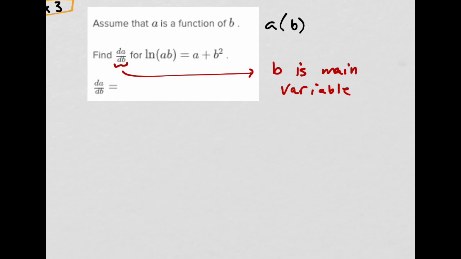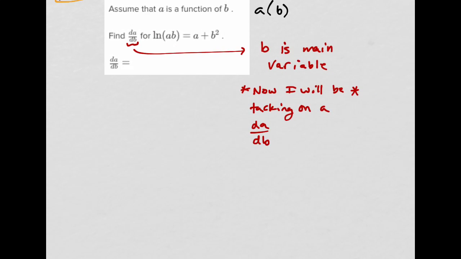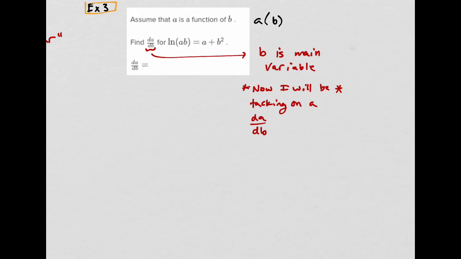That means when I take the derivative of b, I can do it normally. But whenever I take the derivative of a, I'm going to take it normally and then tack on a dA dB. Maybe you should try this real quick. We have a chain rule here, and then a product rule on the inside. Because a is a function of b, both of these are variables. They're not constants.